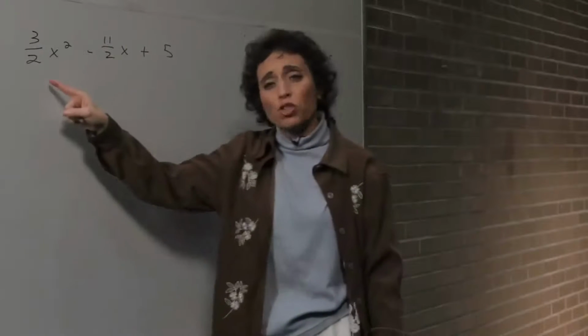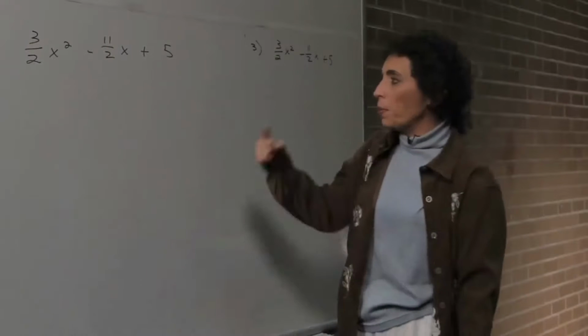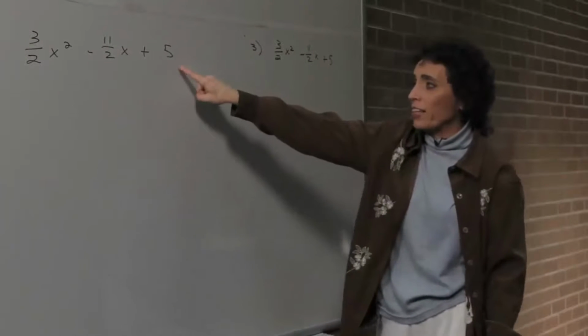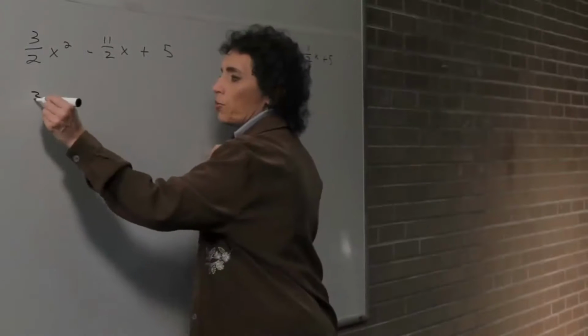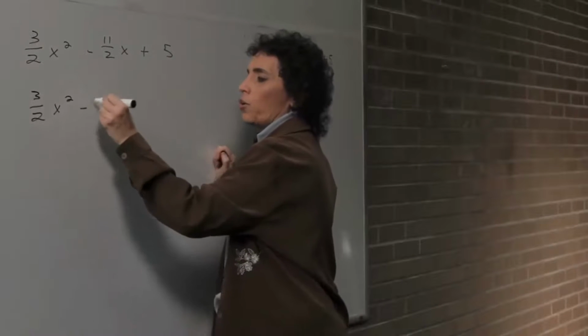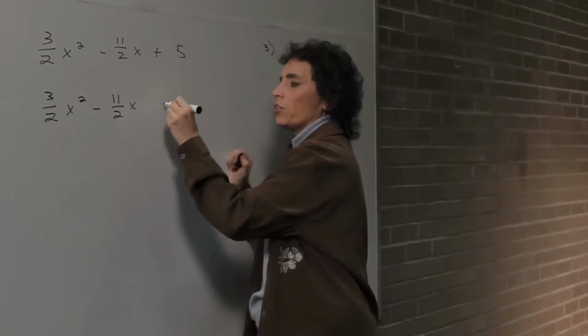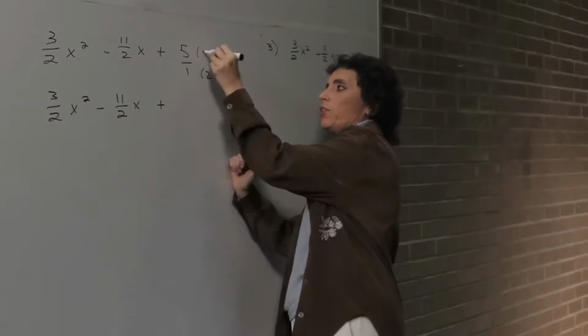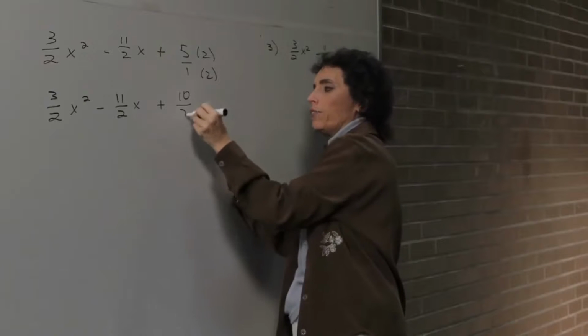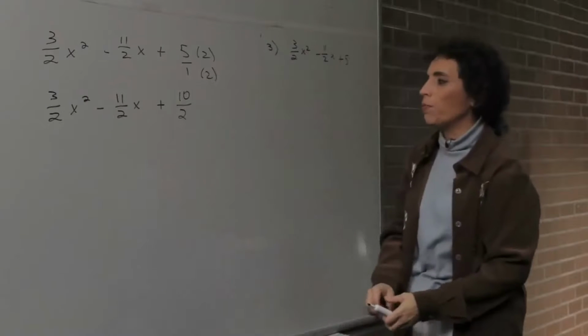What I'm going to have to do is try to factor this. Now, there's a couple of different things. You might want to try to get this to have the same denominator this does. So that's what I'm going to do. I'm going to go 3 halves x squared minus 11 halves x plus, if I want the same denominator, I need it to be a 2, so I get 10 halves. That might be slightly helpful.